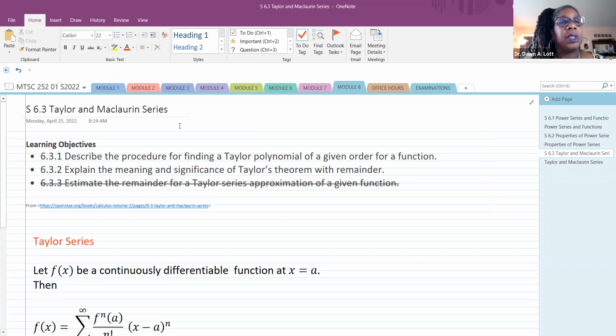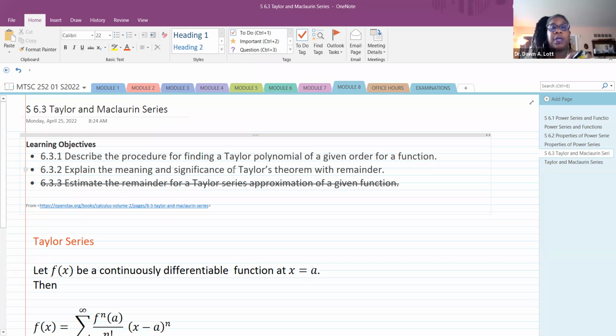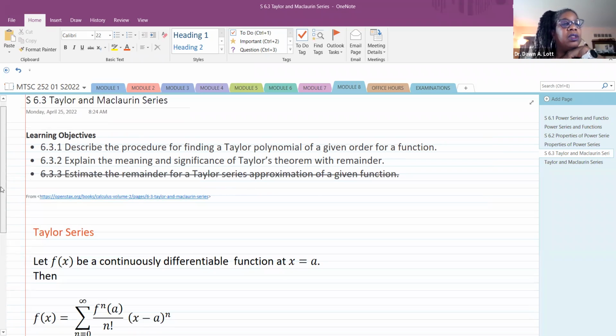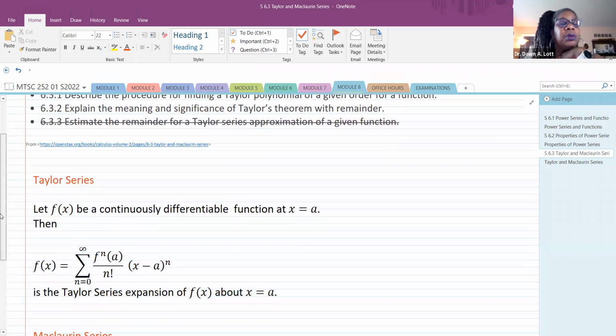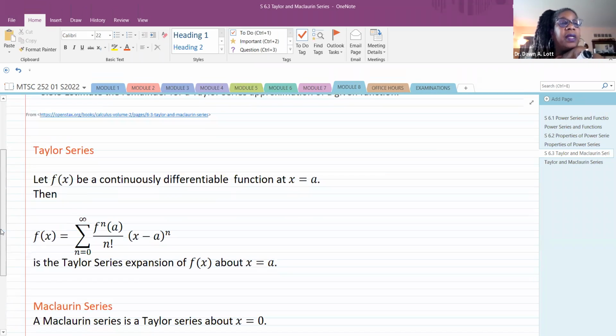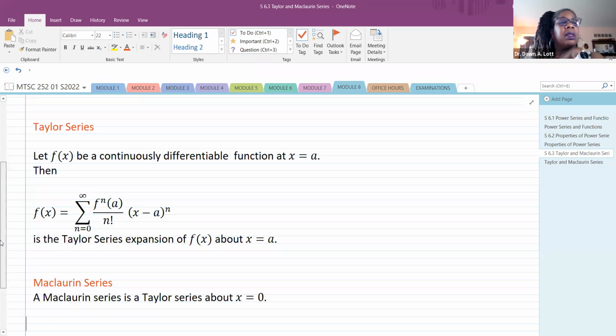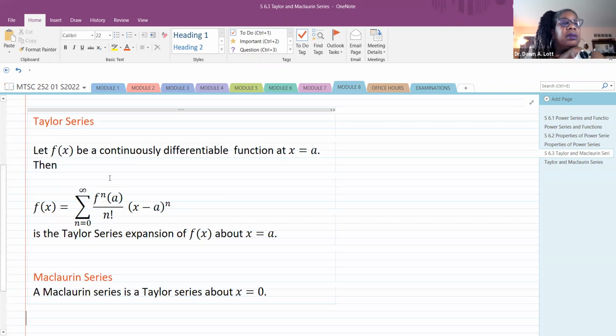In Taylor and Maclaurin series, we are going to describe the procedure for finding a Taylor polynomial of a function, and explain the meaning and significance of Taylor's theorem with remainder. I don't think we're going to get to actually doing the remainder of the Taylor series because of time, and we need to prepare for our final. Okay. So what is a Taylor series?